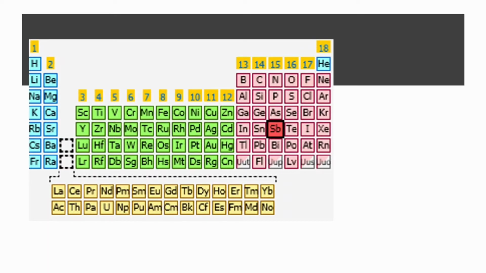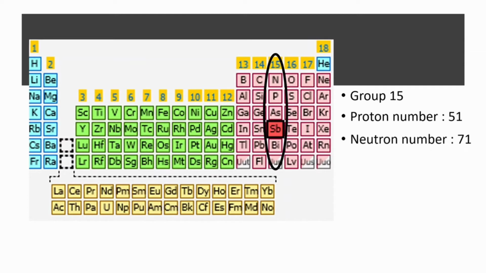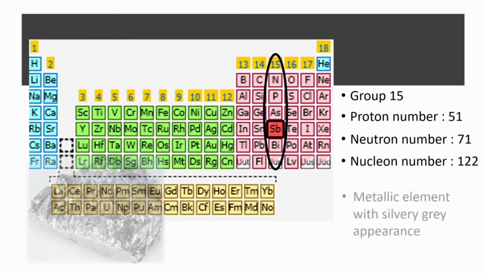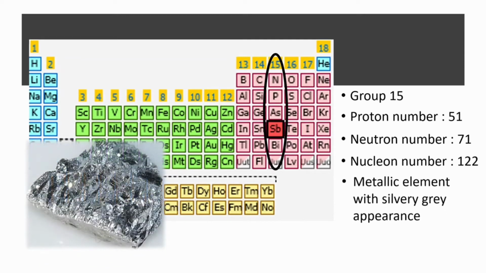As you can see in this periodic table, antimony is a chemical element with symbol Sb. It is situated in group 15. The proton number of antimony is 51, and the neutron number is 71, while the nucleon number, which is the sum of proton number and neutron number, is 122. Antimony is a metallic element with a silvery gray appearance.